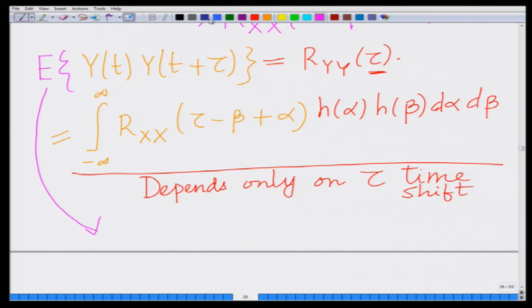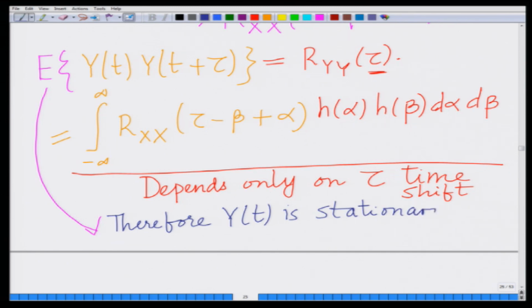Therefore, it follows that y of t is stationary in autocorrelation.